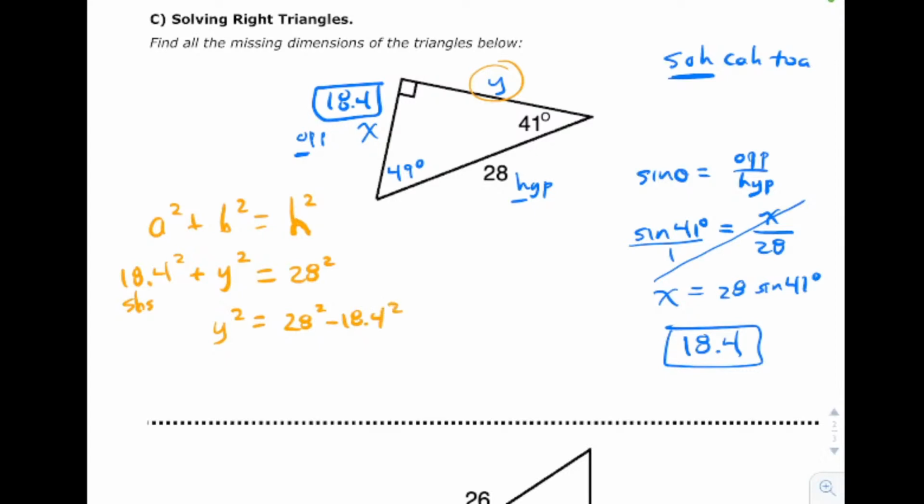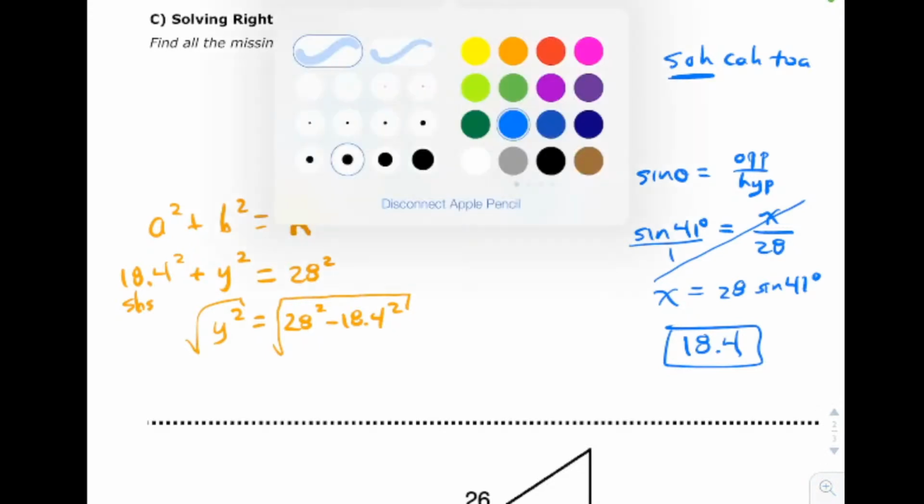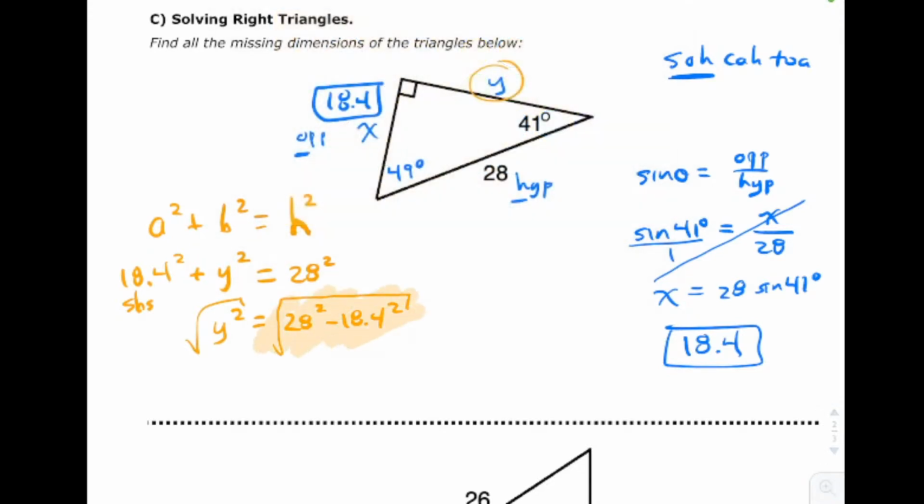Take the square root of both sides, and by that I mean put that whole thing inside a big square root. This is the kind of thing you can enter in your calculator, right? We saw that in Unit 1. You can do all kinds of cool stuff with the special calculator. So hit the square root button, the 28, the square button, the minus, and make sure you're still underneath the square root. Type in the 18.4, hit the square button and hit the equals button.